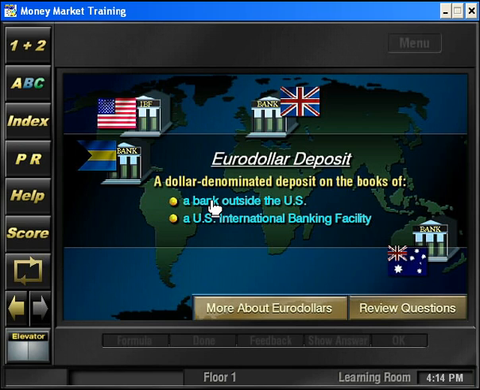The London branch of a U.S. bank would be considered a bank outside the U.S. So would the London office of a U.K. bank.